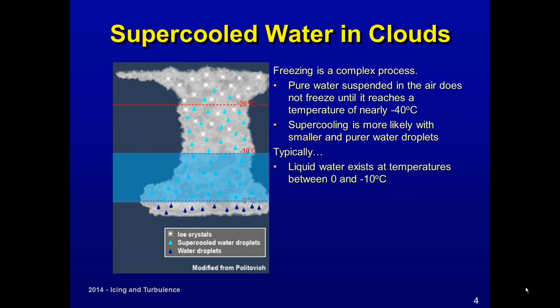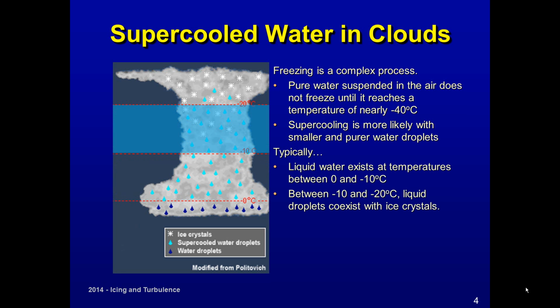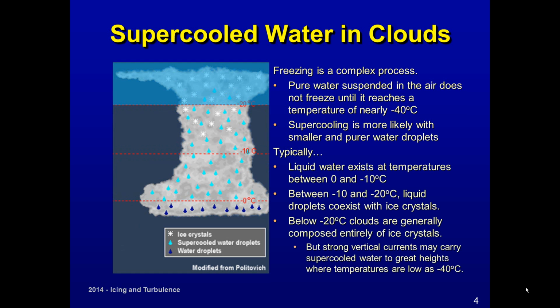Typically, liquid water exists at temperatures between 0 and minus 10. Between minus 10 and minus 20, liquid droplets coexist with ice crystals. And below minus 20, clouds are generally composed entirely of ice crystals. But strong vertical currents, such as you find in a cumulonimbus cloud or a thunderstorm, may carry supercooled water to great heights where temperatures are as low as minus 40.